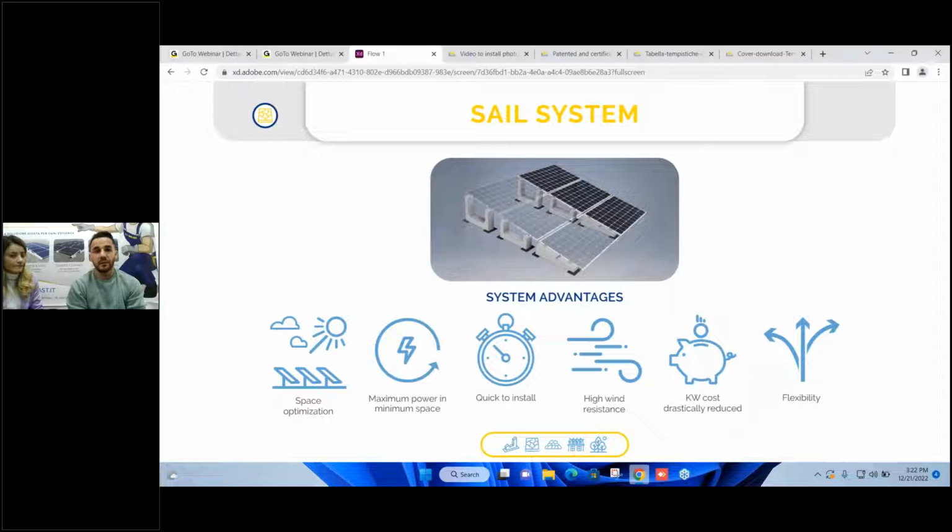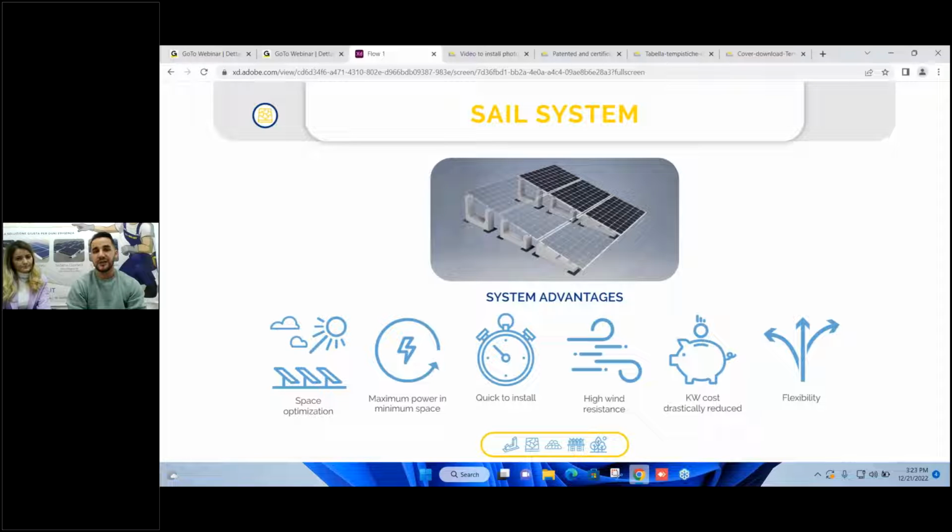3 rows. The models are next to each other. There's just a little bit of space, like millimeters from model to model. Like this, you can implement more power in the small space that you have in your house, on your roof, or in your garage, the extra spaces where you want to implement the structure. The advantages of this system, of course, are the space optimization that we are talking about: maximum power and minimum space.